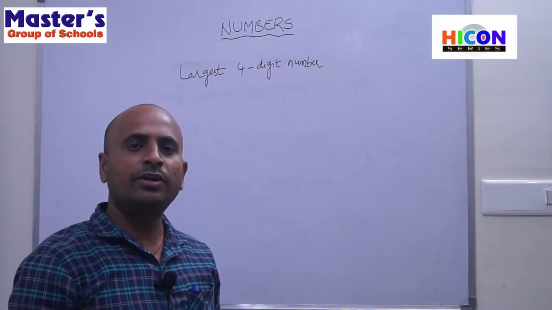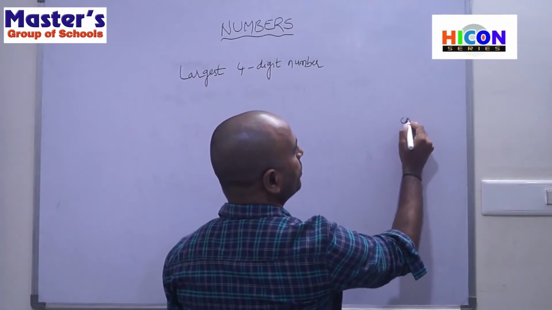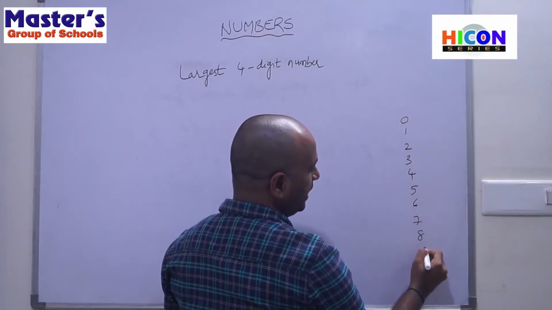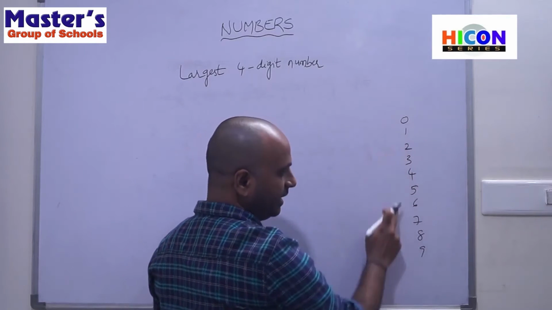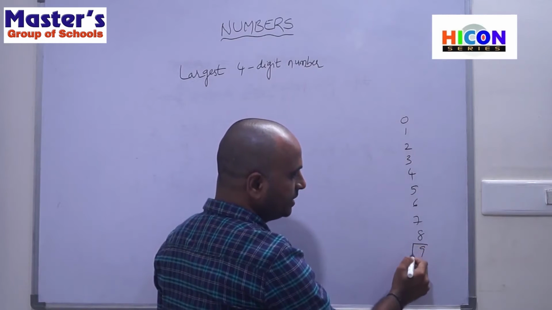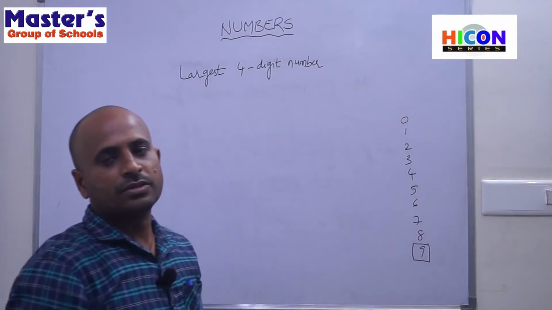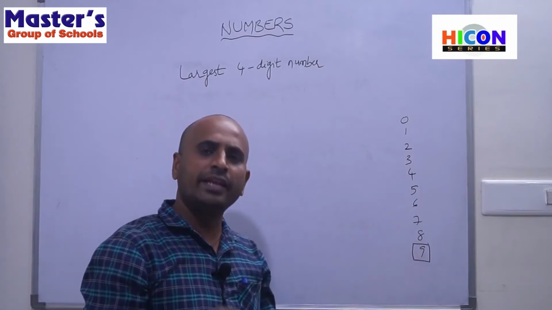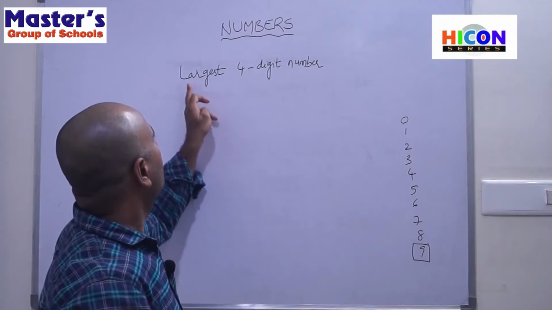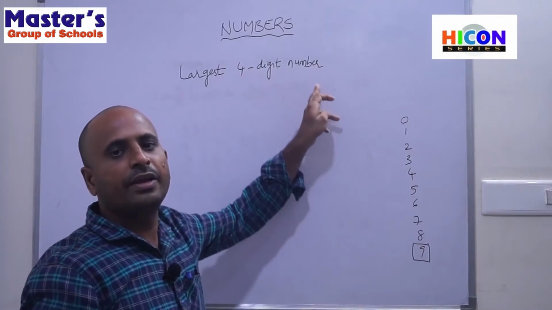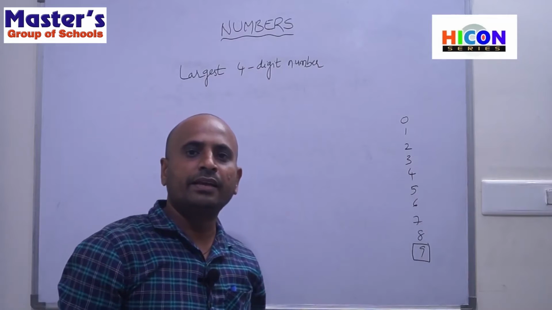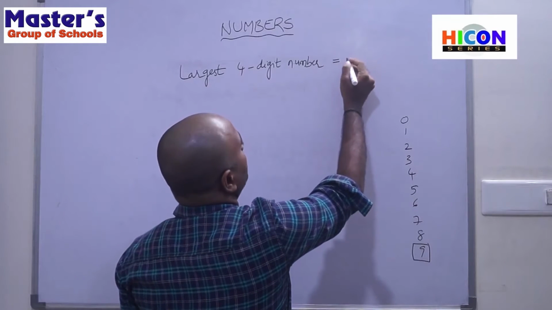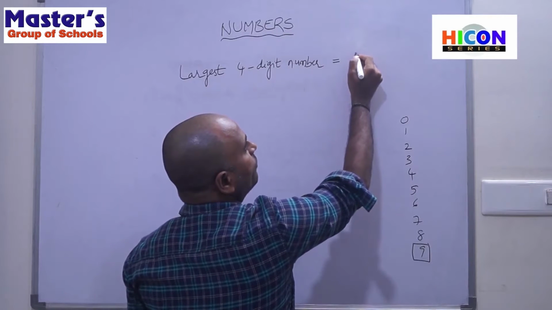0, 1, 2, 3, 4, 5, 6, 7, 8, 9. Among these 10 digits, the largest digit is 9. So the largest number can be formed by using only 9s. The largest 4-digit number can be obtained by writing 4 9s.